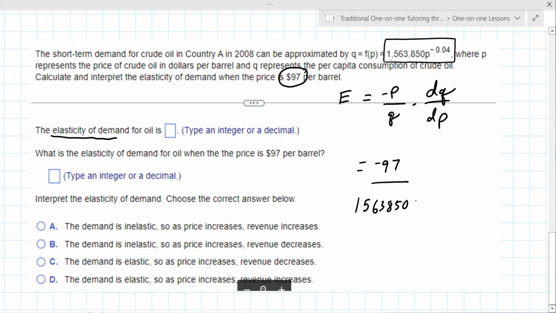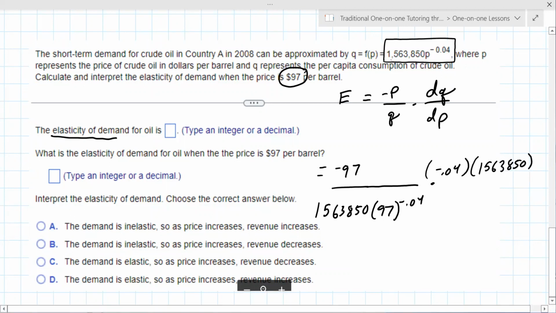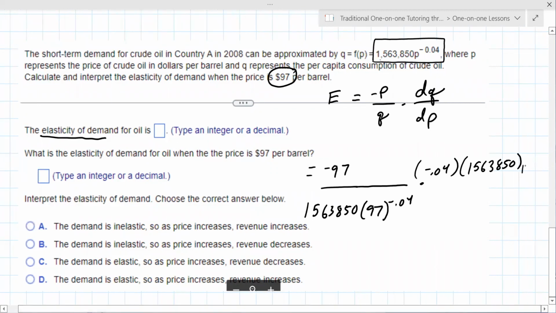Not P, it's 97 to the power of minus 0.04 times. And so you're taking the derivative of this and then you're evaluating it at 97. So there's kind of a lot going on here. I'm kind of doing it all in one step. So the derivative is minus 0.04 times that 1563850 times P to the minus 1.04 power. That's the power rule. But again, you're evaluating that at 97.